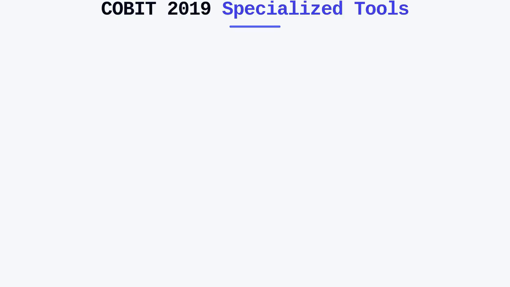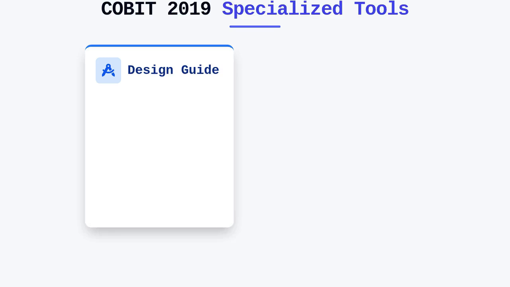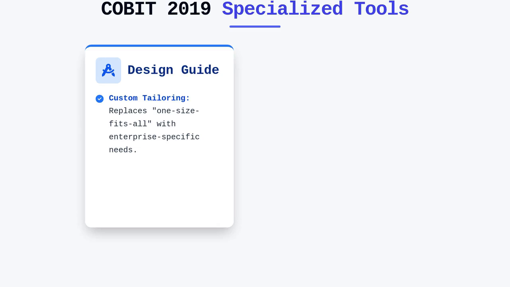Beyond the foundational frameworks, the architecture incorporates specialized tools such as the COBIT 2019 Design Guide and the COBIT 2019 Implementation Guide. The Design Guide is particularly important because it provides the mechanism for tailoring your governance system to the unique needs of your specific enterprise, which is a departure from a one-size-fits-all approach. If you are working in a highly regulated banking environment compared to a startup, the Design Guide helps you prioritize which objectives require more rigorous controls.